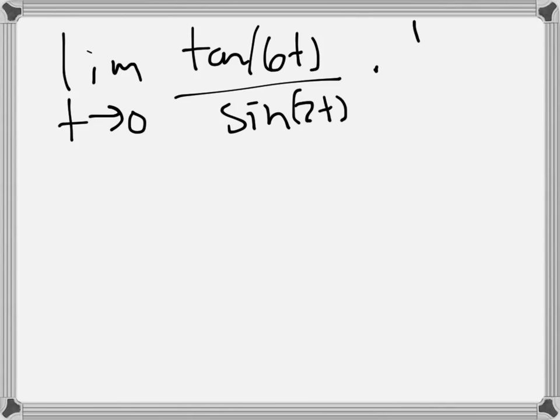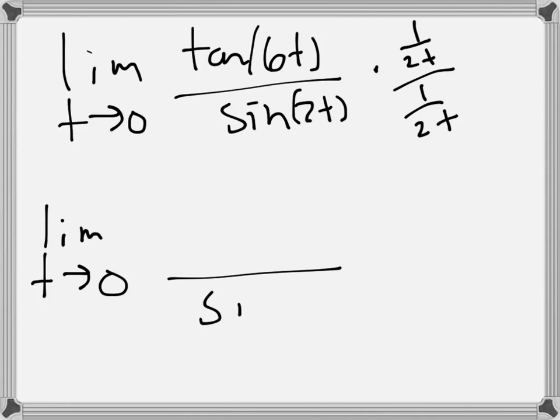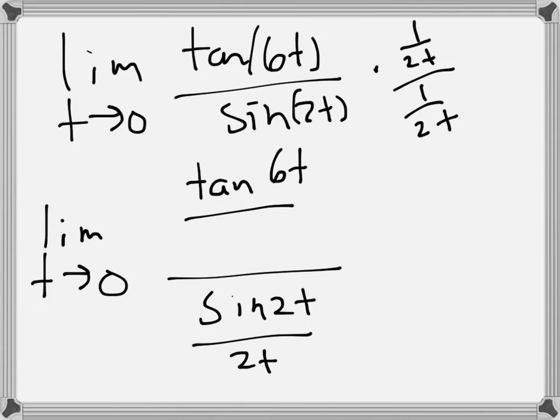And first we're going to multiply by 1 over 2t over 1 over 2t. The reason we do that is that the denominator becomes a limit that we can do with our special limit. So we know that that denominator is going to go to 1, but then we have to figure out what to do with this big numerator, tangent of 6t over 2t.